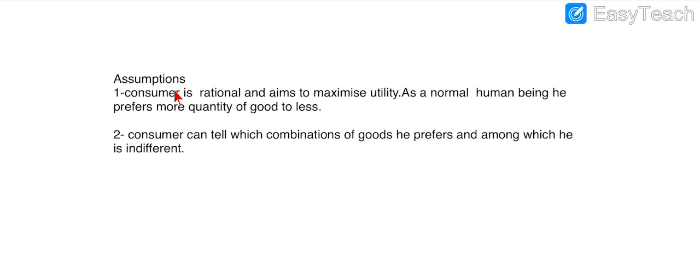Let's check the assumptions of indifference curve. First, the consumer is rational and aims to maximize utility. As a normal human being, he prefers more quantity of food to less. It means he spends in such a way that he is able to get more quantity of food rather than less.